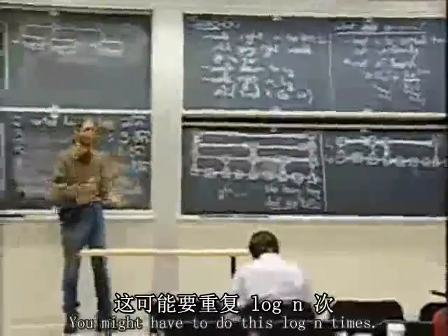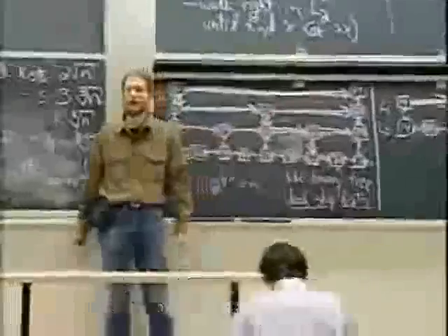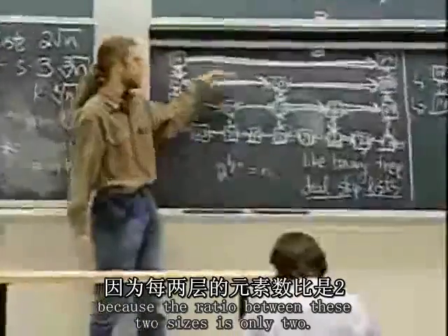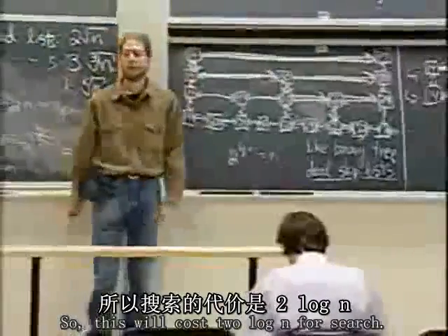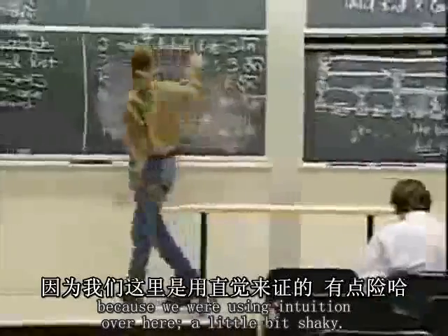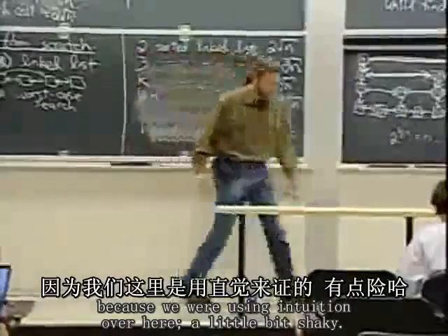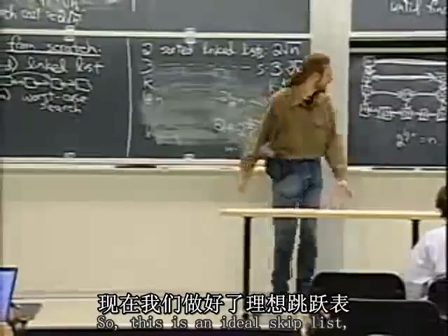You might have to do this log n times. In each level, you're clearly only walking a couple of steps because the ratio between these two sizes is only 2. So this will cost 2 log n for search. Good. That was to check because we were using intuition over here. A little bit shaky. So this is an ideal skip list.